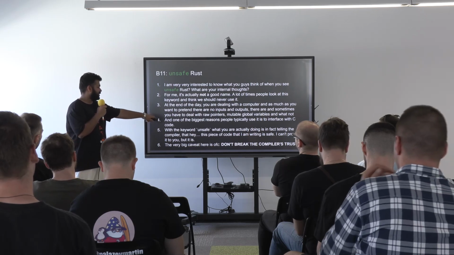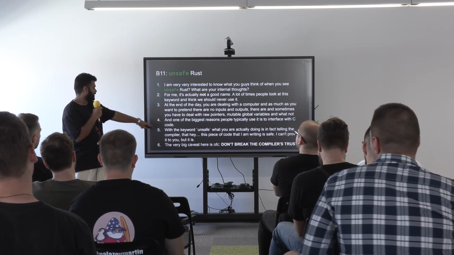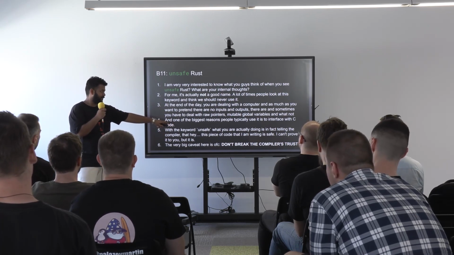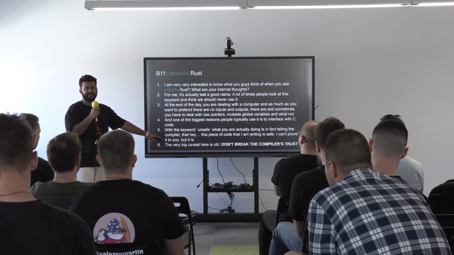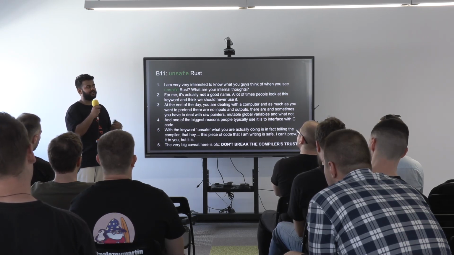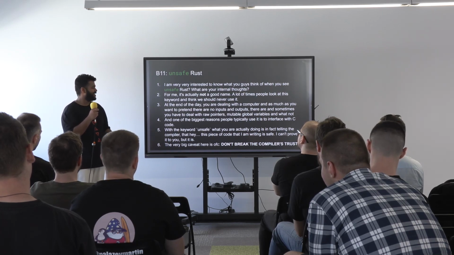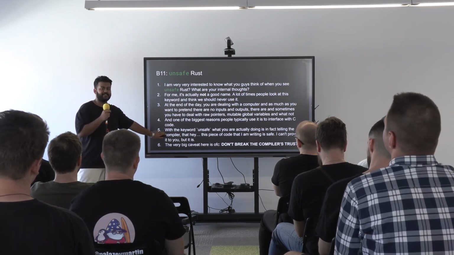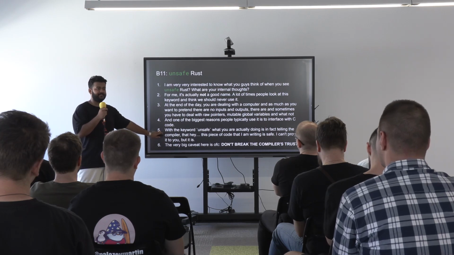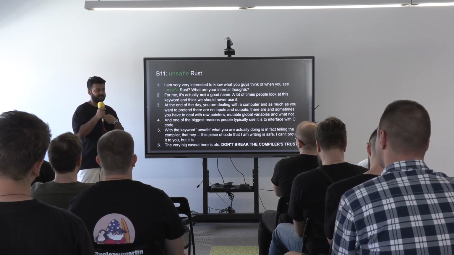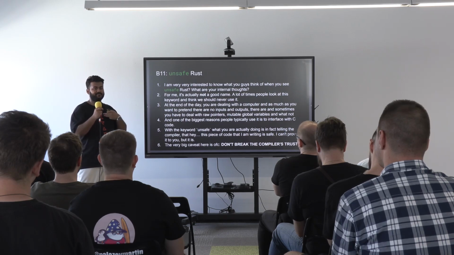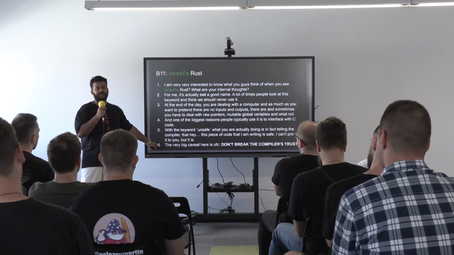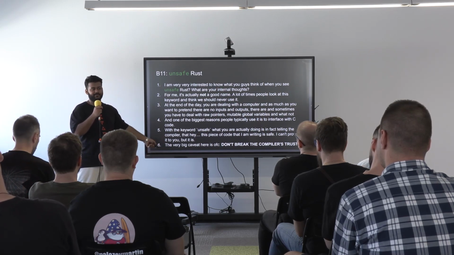So with the keyword unsafe, what you're actually doing is telling the compiler that, hey, this piece of code that I'm writing is safe. I can't prove it to you, but it is. The code block should have been called trust me bro, but I think that's the real name. But this is the important thing. Whenever you write unsafe code, you are telling the compiler that I truly believe that it is safe, but I cannot prove it to you, so just let me run this, okay? And the very big caveat here is don't break the compiler's trust. Like in life, don't break anyone's trust.